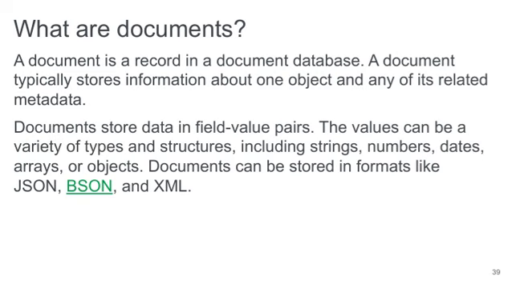Now, the key idea here is that documents store data in field value pairs. That means each piece of information is labeled with a field name, and the corresponding value can be of various types. For example, you might have strings for names, numbers for quantities, dates for timestamps, or even arrays and nested objects for more complex data structures.